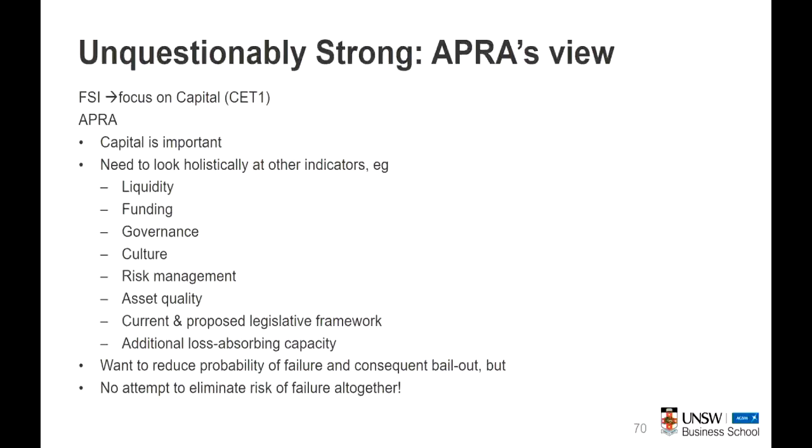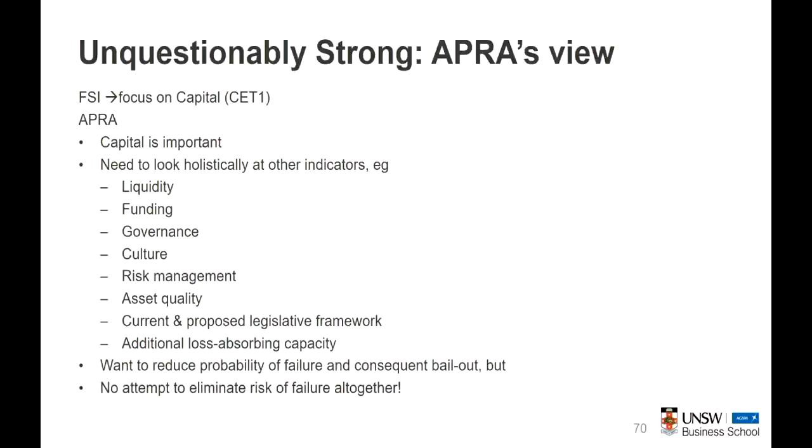So, what did APRA say? APRA said that the Financial Stability Inquiry looked at capital, common equity tier 1. And by the way, these increases, that's common equity tier 1. APRA's view is that capital is important, but they do want to look at other factors as well. Now, this is what APRA said as they introduced some question with strong. So they said we do want to look at liquidity, funding, governance, culture, risk management, asset quality, other changes, and any additional loss absorbing capacity. So additional loss absorbing capacity would be tier 2 instruments, convertible bonds, other instruments that can be used.